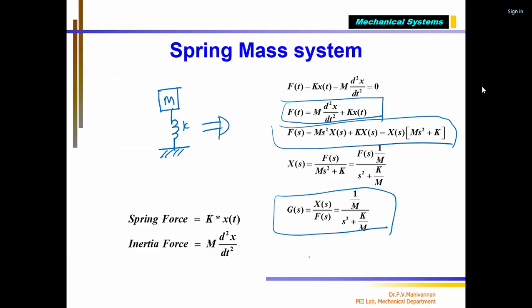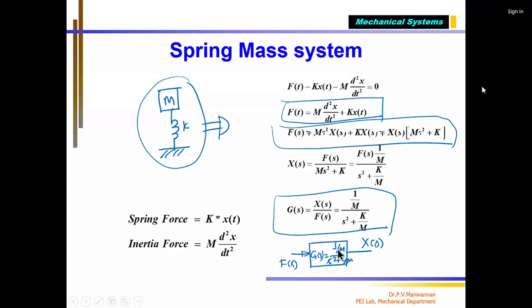Now, when I want to show this transfer function graphically, in a control systems book it will be shown like this: a square box with the transfer function written inside, G of s equal to 1 by m divided by s square plus k by m. This is called the block diagram representation of the spring mass mechanical system. What is the input? The input is F of s, and the output is X of s. So this is how we derive it. This is for a spring mass system.